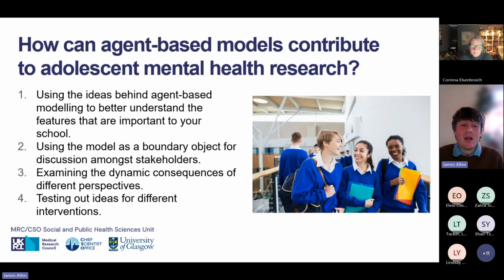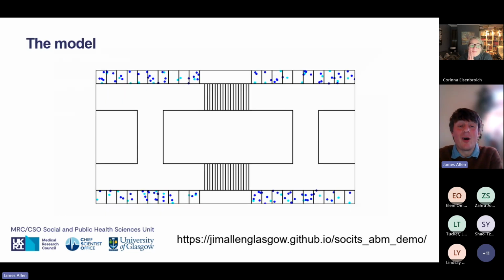And then for the last 2, we can begin to think about the dynamic consequences of our different perspectives. So different rules, what are those consequences? Do they lead to non-linearities? And finally, if you have a model you're happy with, you can then, in the computer, test out different ideas. Okay, so what does our model look like?